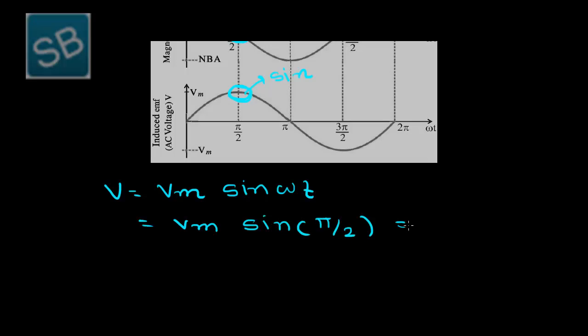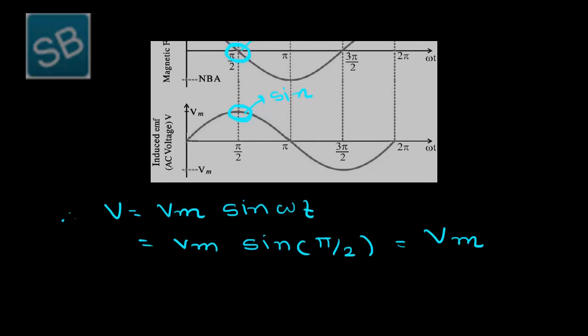Now we have the equation V is equal to Vm sin omega t. Here first of all substituting the value of omega t as pi by 2. So Vm sin pi by 2, and we know the value of sin pi by 2 is 1. So therefore at omega t equal to pi by 2, the value of V is plus Vm, and similarly at 3 pi by 2 the value is minus Vm.